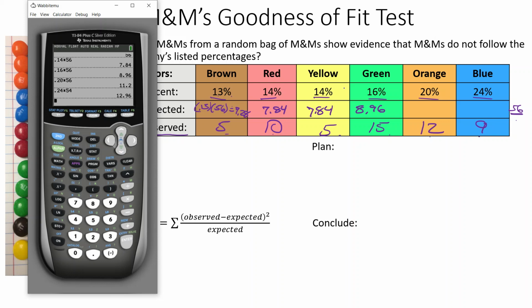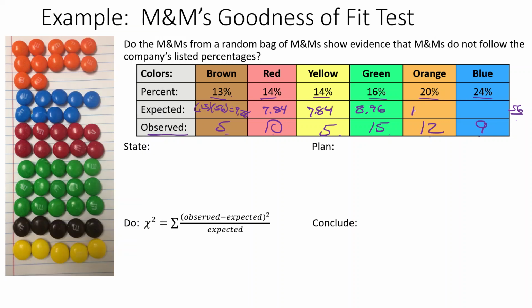So this is actually one of the harder ones because we have these percentages. It gets easier if they have a uniform distribution, we can just divide. But this is what, 11.2 and 12.96? All right. So now let's go ahead and we fill in our table here.